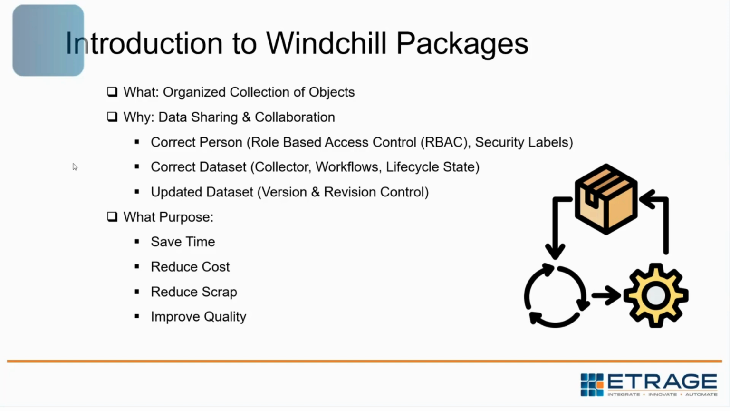correct person. And Windchill has a slew of advanced features that enable role-based access control, security labels, and many other features that ensure that the right person with the right access can see the right data. And then finally, with packages, you can control, for example, the version and revision or lifecycle state of the data that is being shared. That way, users get the ability to see up-to-date data, and you're not seeing out-of-date data.